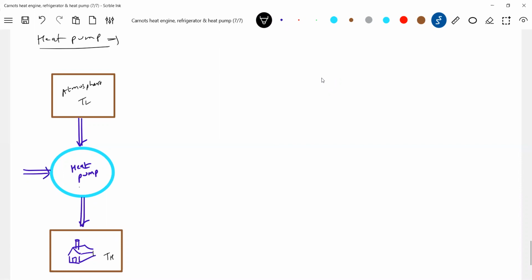And there's a heat pump. So what it contains, again: ideal gas, working substance. The same idea. So there's a work input, W in, you can write it.